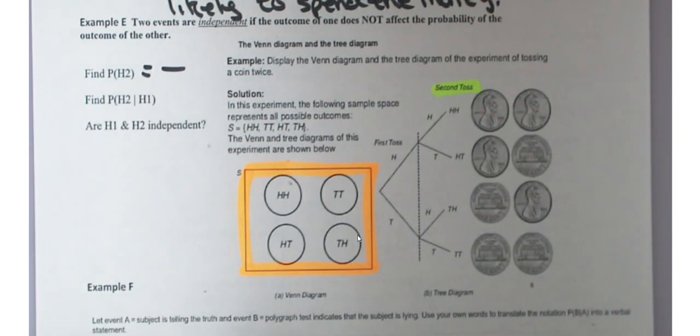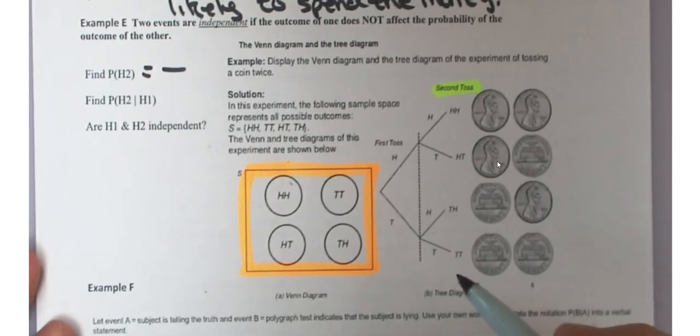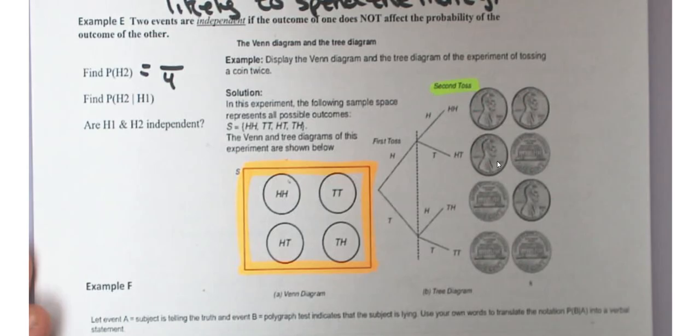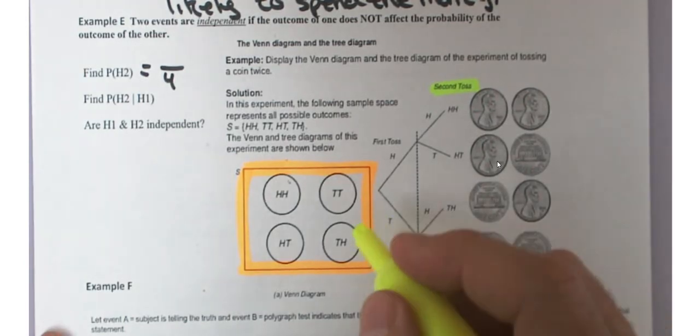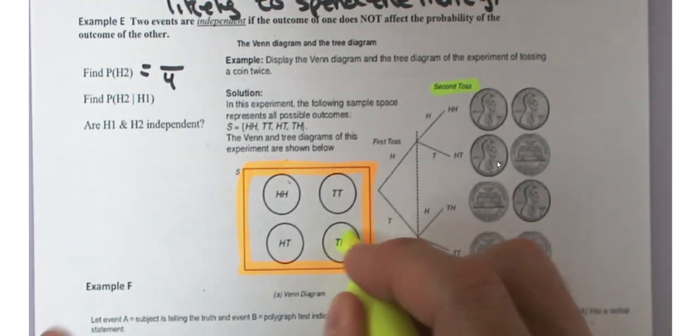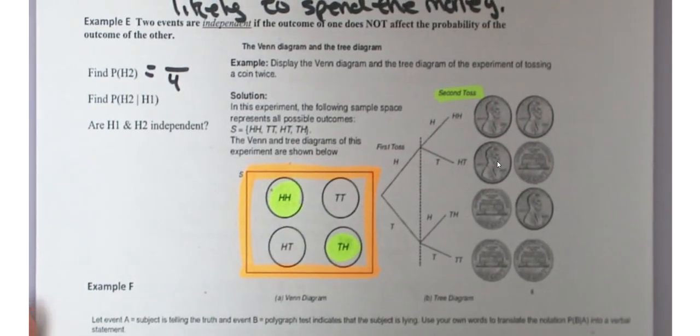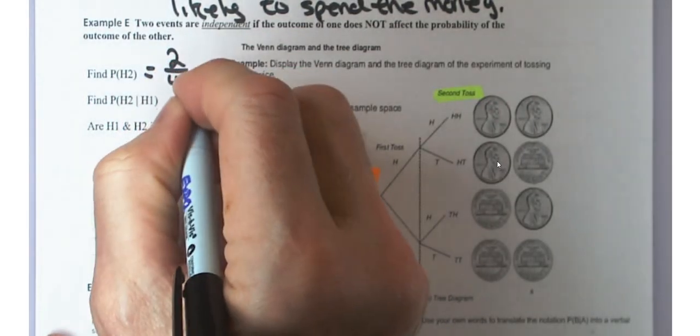Well, let's take a look here. How many ways are there? Well, first of all, how many points in my sample space do I have? 4. How many ways do I get a head on the second flip? There's 2 different ways I can get a head on the second flip, right? Which reduces to 1/2.